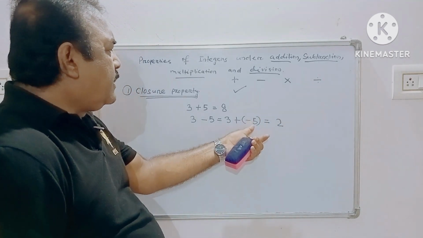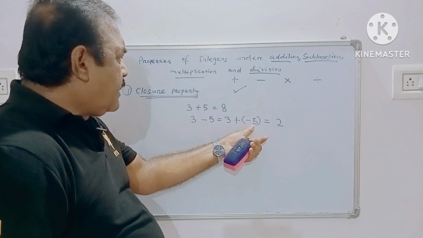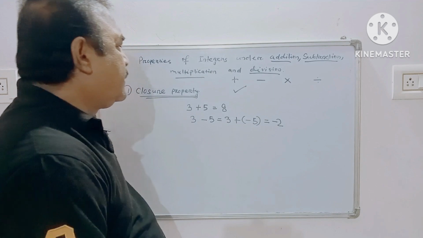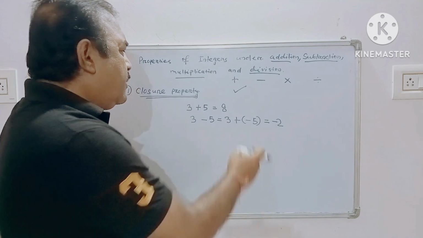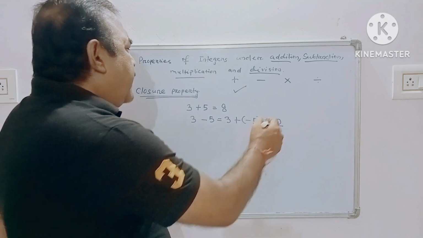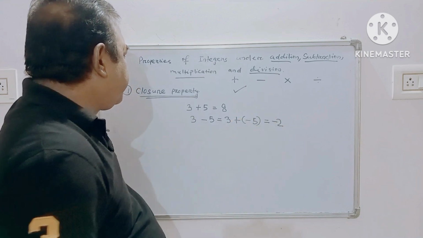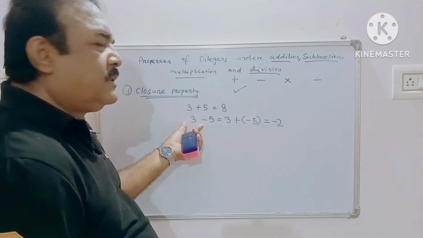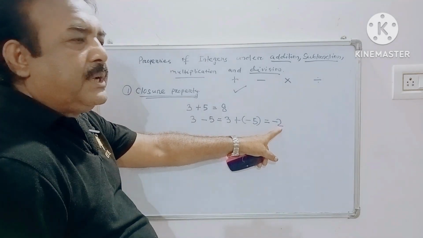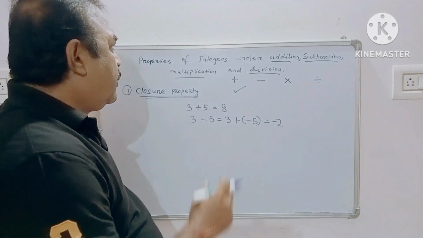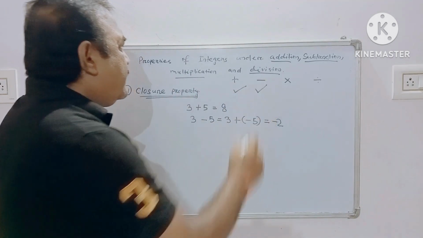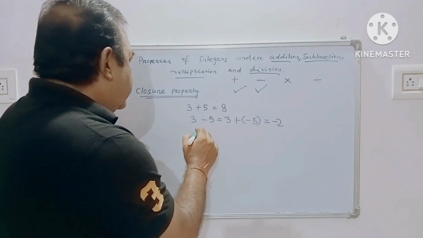And the sign of the higher numerical value, we will assign that sign to the sum. Here we have taken the difference between the two numerical values. So this is minus 2. And you see, 3 is an integer, 5 is an integer, and here minus 2 is also an integer. So we can tell the integers are closed under subtraction.